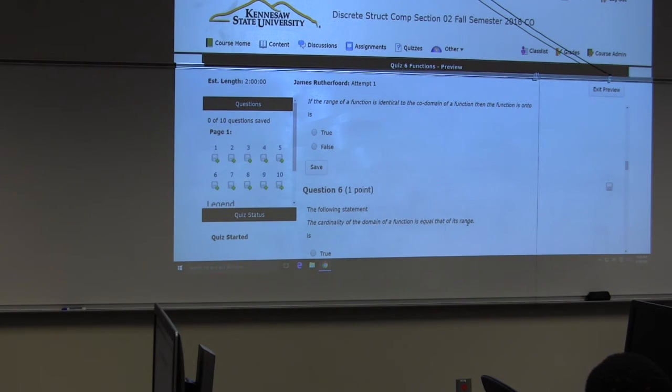Okay. So if the range of a function is identical to the codomain of a function, then the function is onto. True or false? True. By the definition of range, we said the range is everything that has arrows coming to it. And if it's the same as the codomain, then the codomain has everything with an arrow coming to it. Therefore, it is onto. Yes. This is about the last question.